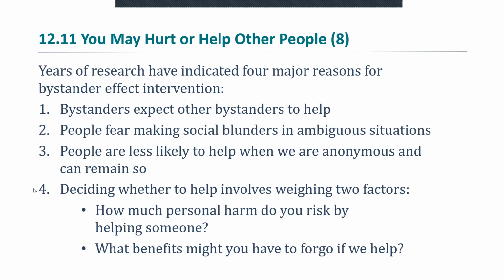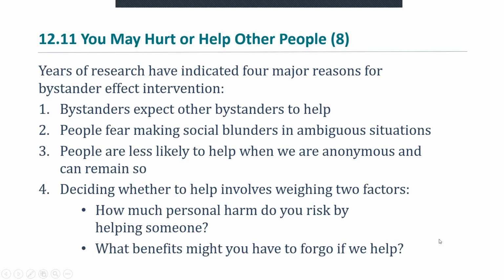Okay. And finally, number 4, deciding whether to help involves weighing 2 factors. How much personal harm do you risk by helping someone? And what benefits might you have to forego if you help? So people are less likely to help if it puts them at risk at all, or if they have to give up something in order to help.